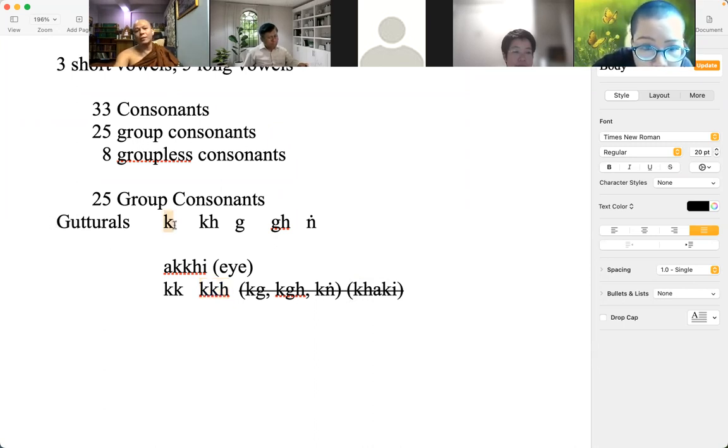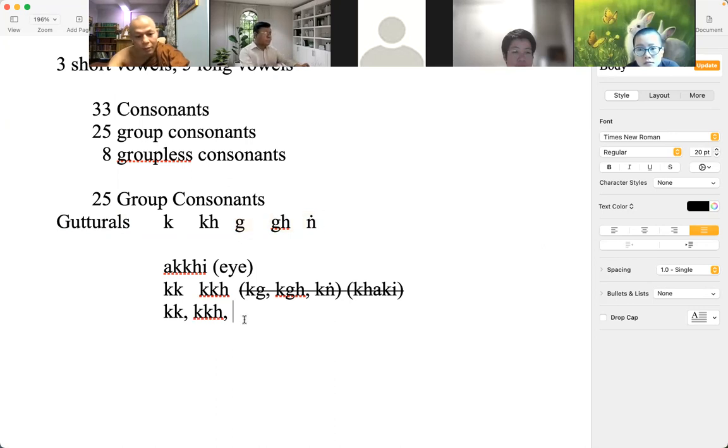So it is easy to understand. This one is the first consonant, the second, the third, the fourth, and the fifth in this group. That is why the possible double consonant is ka and ka, the same way this kha can be doubled with itself, kha and kha.